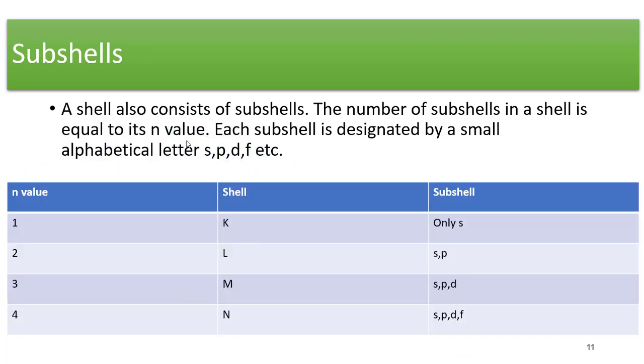Now there is a table in which you can better understand about shell and subshell. If the value of n is 1, meaning we are discussing the first shell, then for the first shell the value of n will be 1, the name of the shell is K, and only the S subshell is present in it. And if there is a second shell, the value of n will be 2.